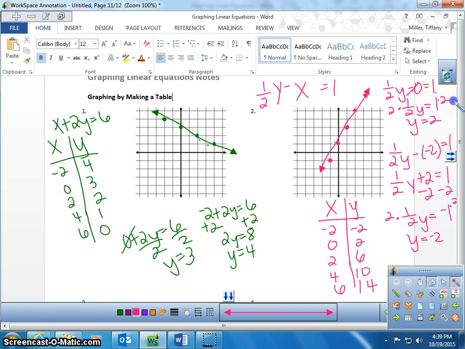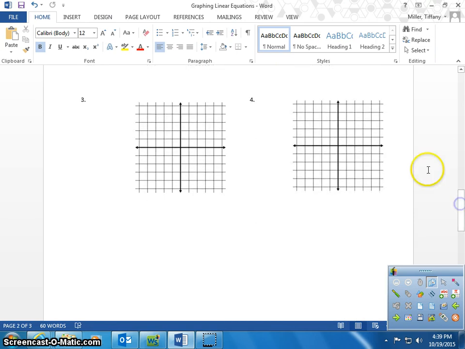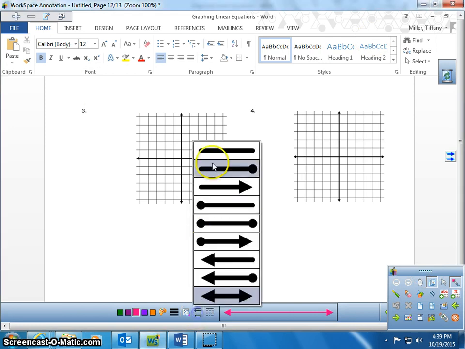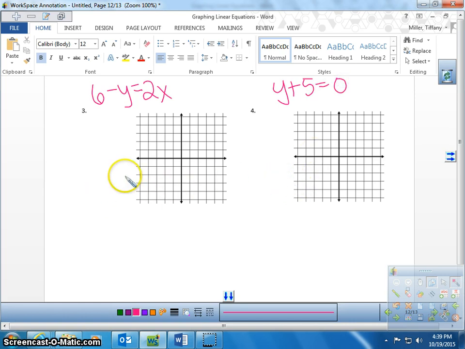The next two, you will do the same thing. They are y equals 6 minus y is equal to 2x. Make a table and graph it. And the last one, y plus 5 is equal to 0. Make a table and graph it.